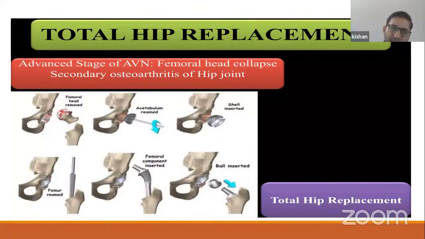So first the acetabular cell is inserted, then we apply the liner over the acetabular cell. Then we open the femoral canal, remove the femoral canal, and insert the femoral stem in the femoral canal, and we apply the femoral head over the femoral stem and relocate the joint.